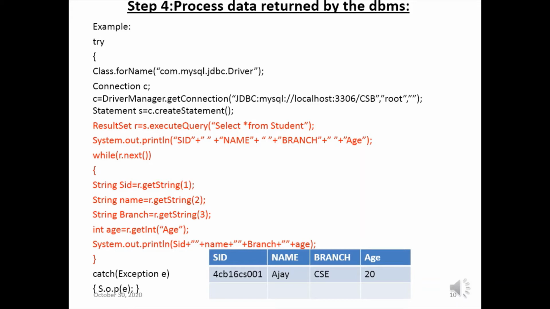The TYPE_FORWARD_ONLY means that the result set can only move in the forward direction. That is, you can only move from row 1 to row 2, row 2 to row 3, etc. We cannot move backward in the result set when it is TYPE_FORWARD_ONLY.